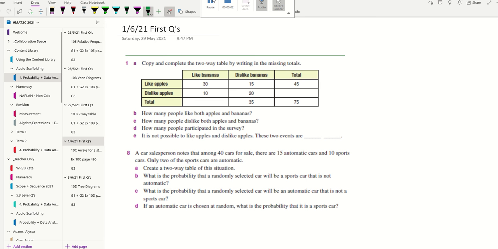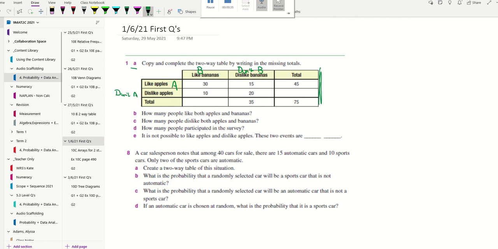Okay, the first questions for today is going to be revising our two-way tables. It's a two-way table. Now this first question, A, it just asks you to work out the total, the missing total. So this one here is like bananas. This one here is don't like bananas. On this column here, it's liking apples. And then the one underneath is don't like apples.